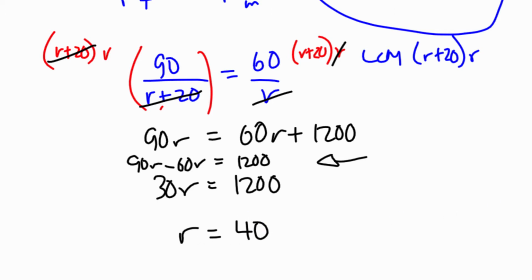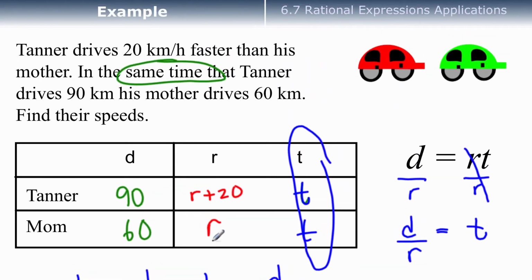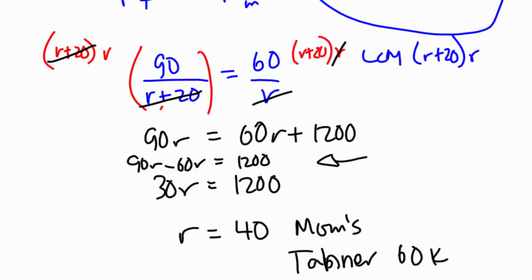So what is r? Let's go back up to our table up there. R, right here, was how fast the mom was going. So if they want to know what the speeds are, Mom was going 40. And Tanner's going 20 more than that, so Tanner would be going 60. So this would be the Mom's speed, and Tanner, he would be going 60 kilometers per hour.